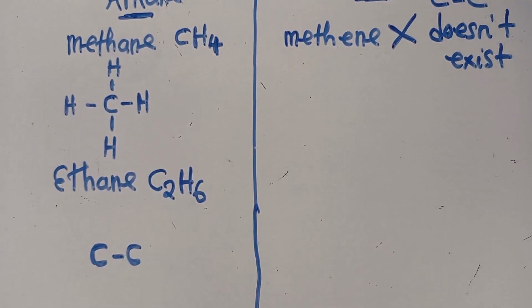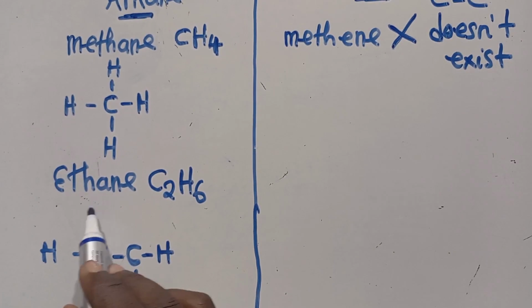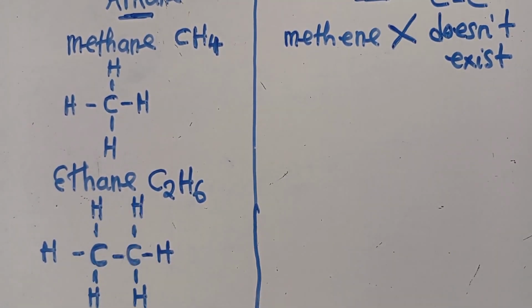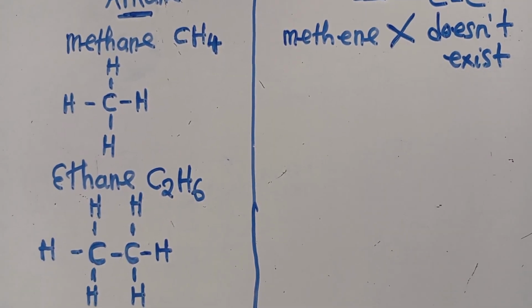So I'm just going to give you a few, then you just continue with others. This one, you just surround all the carbons. Here you put, here you put, here you also put, even there, you also put. So meaning that this is the structural formula for ethane.